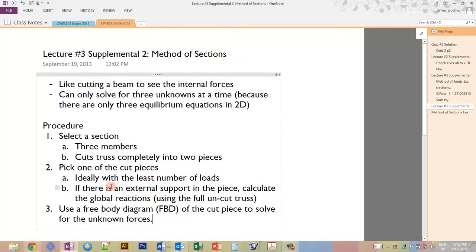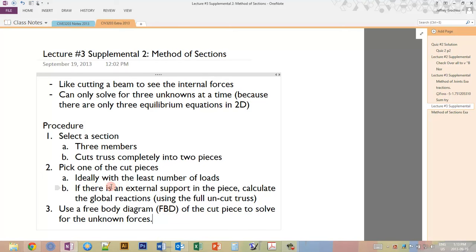In this video, I'm going to show you how to use a method of sections analysis to find the axial forces in a truss. The method of sections is a method that you can use if you only need to find a few of the forces in a truss. So say you had a truss and you only wanted to find forces in 3 of the members, or you wanted to find the force in one member based on a function of some applied loading, for example.